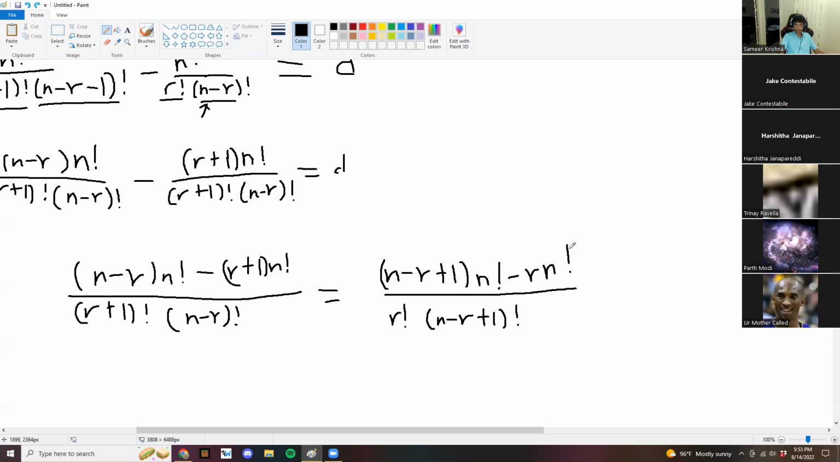We can simplify n factorial off the top because it's everywhere. So then we get n minus r times, wait, no. You get n minus r minus r plus 1, which you can rewrite as n minus... I'm just going to write it out.